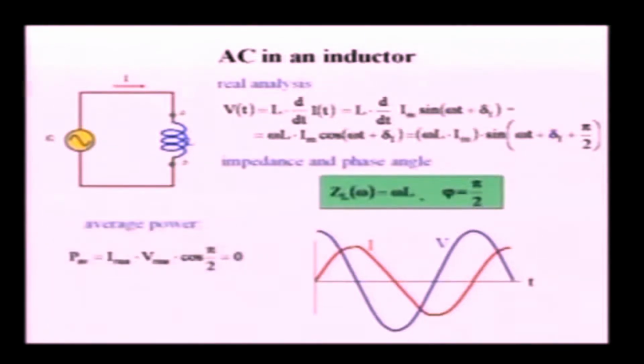Oh, average power delivered to an inductor. Well, average power delivered to an element depends on the root mean square value of the current flowing through the element and the potential difference across the element times cosine of the phase angle. Cosine of pi over 2 is 0, so on average, an inductor does not consume power.